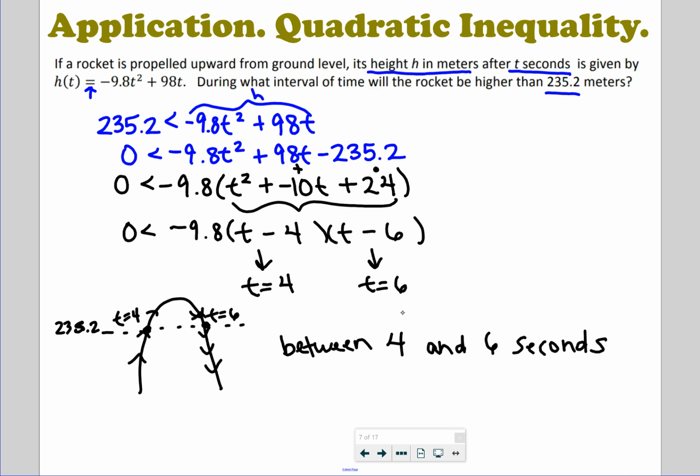Now, if you're not sure about that, if you can't picture that piece in your mind, you can make your number line as we did with those other problems. Put a 4 and a 6, and you're going to see negative, positive, negative. And again, we want to know when it's greater than, when it's positive. So we're going to use those values between.